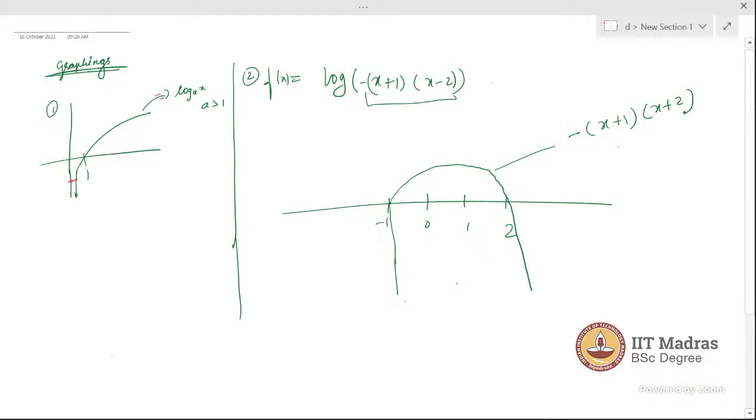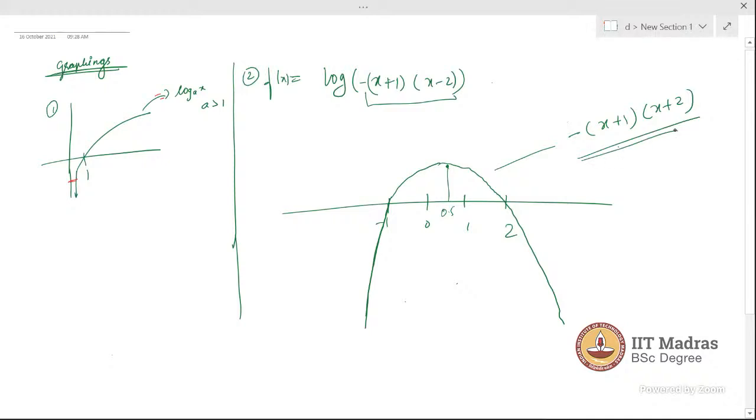And where is its vertex? 1.5? Is it 1.5 or 0.5? 0.5. Somewhere here. I'm not interested in what this value is, so we can just keep that for the time being. I drew it like an asymptote there, so just ignore that. This is what the parabola is going to look like. It's going to increase and keep on increasing.